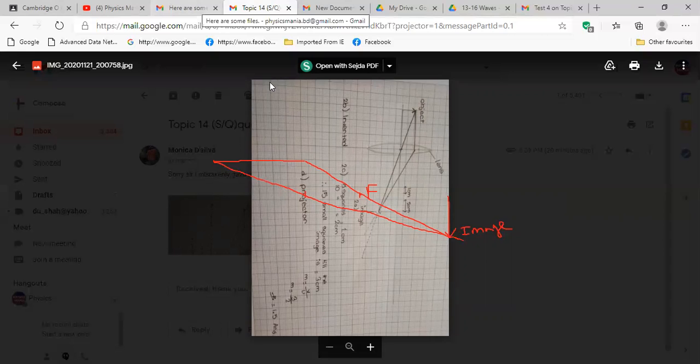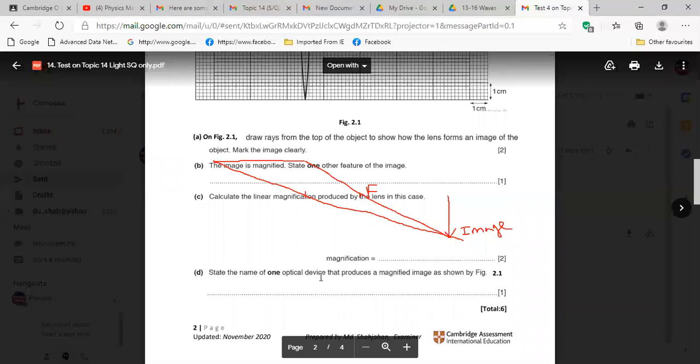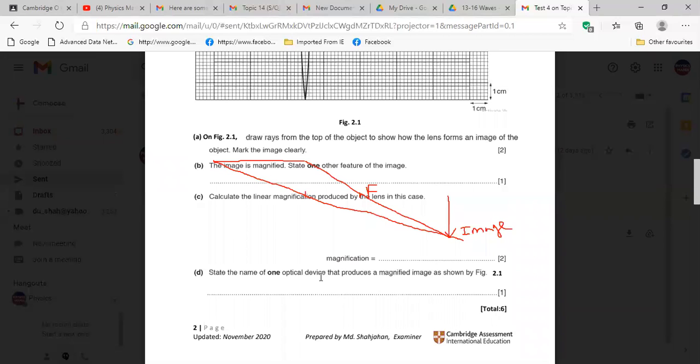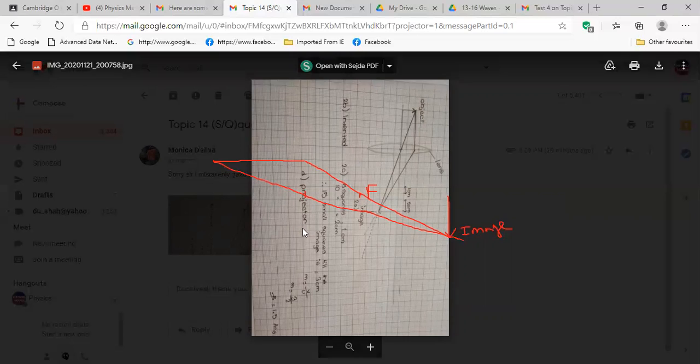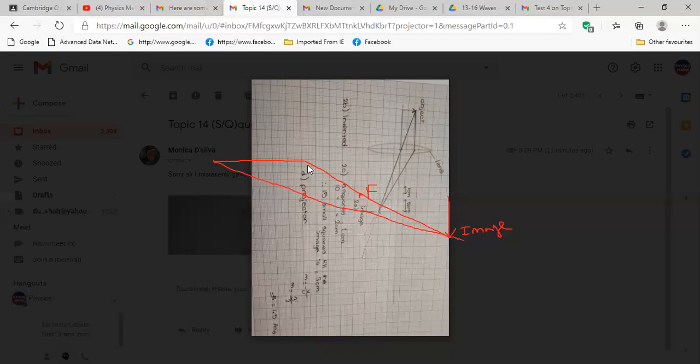And they are asking you to state the name of one optical device that produces a magnified image as shown by the figure. So it is projector. You wrote also projector, right? Now you are more confident because you had lots of discussions, right? That's why you could write it correctly. Okay, very good. Now, projector is done. Question 2 is also done.